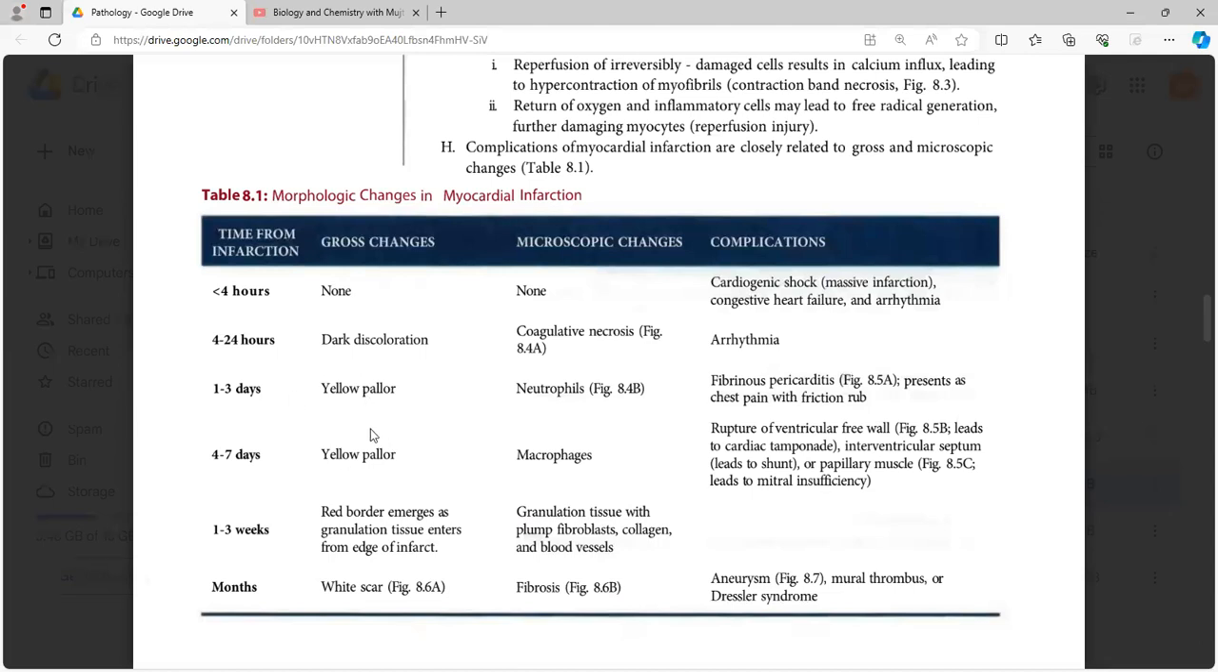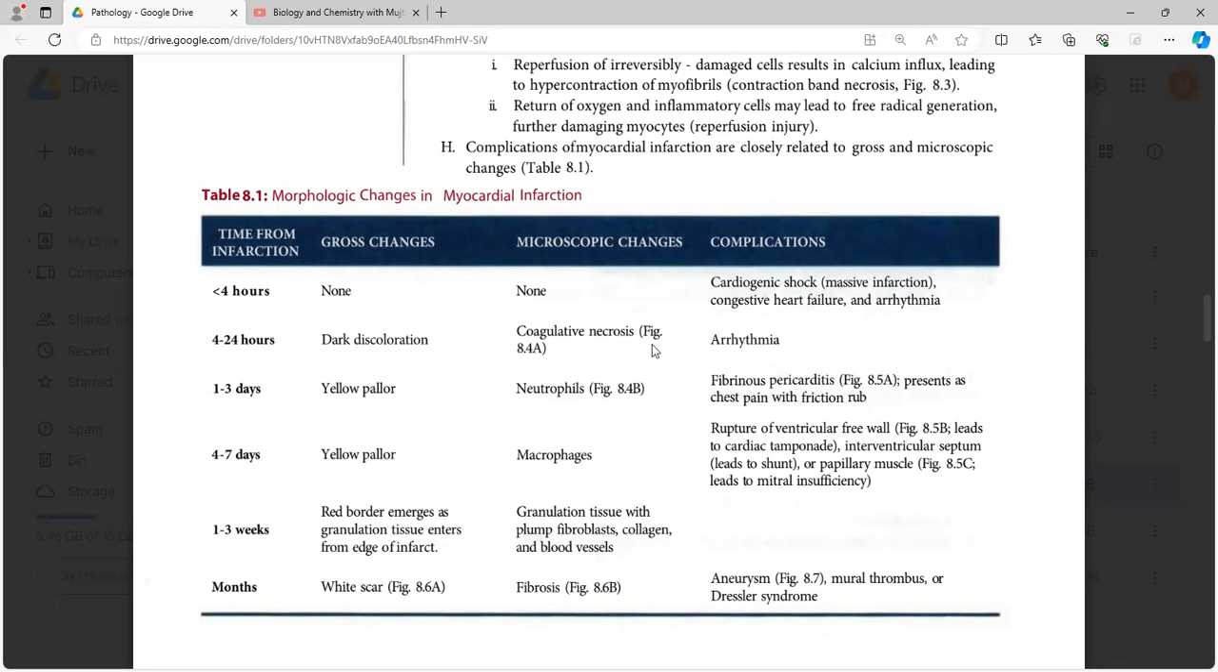The color will change from yellow to red. The red color will be due to the presence of granulation tissue, and lastly, there will be the presence of a scar formation. The scar formation is of a white color, and it represents the fibrosis. Similarly, the red color is due to granulation tissue, and granulation tissue, which we all know, is due to the abundance of collagen, fibroblasts, and capillaries.